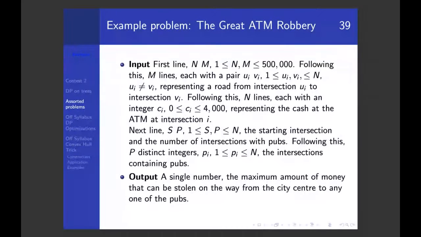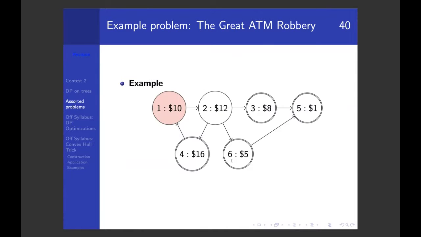What's the most money you can steal by starting at the start, traveling along edges, and finishing at a pub? You're guaranteed, it's not written here, that you can finish at a pub. So it's guaranteed there exists some path that is valid. Source APIO.